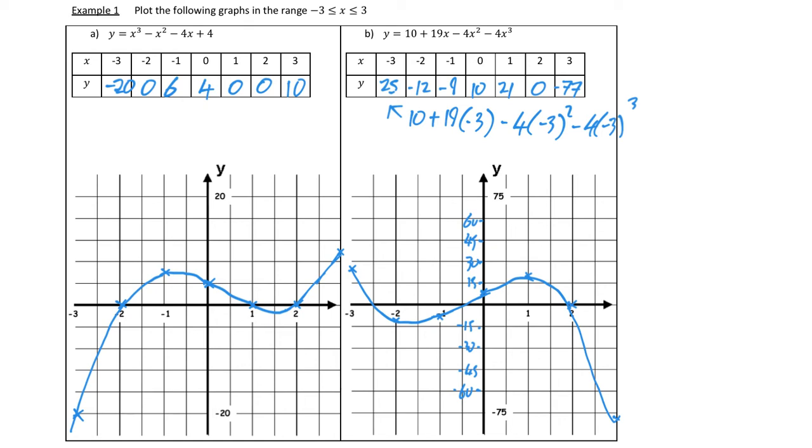So the first one, remember, it was a positive cubic. So generally, as you go from the left to the right, the graph is going up. And this was our negative cubic. So generally, as you move from the left to the right, the graph is moving down.